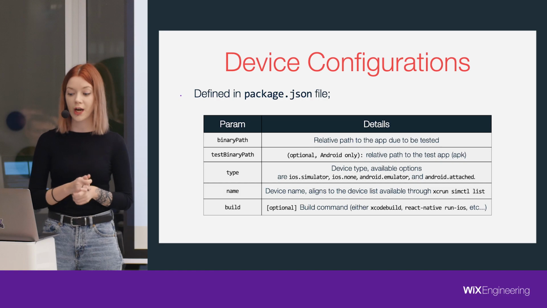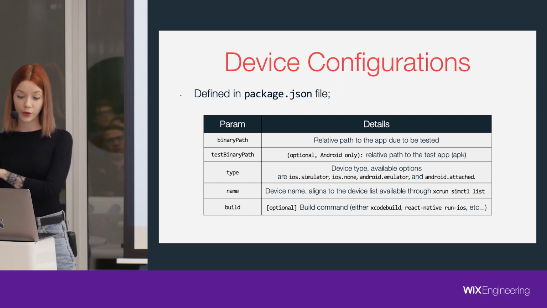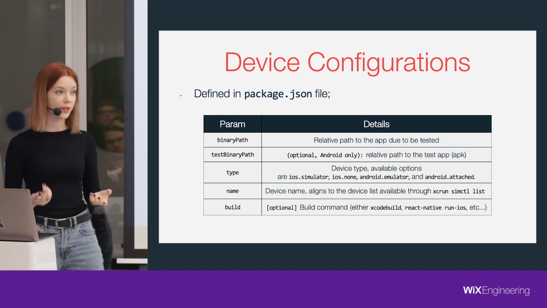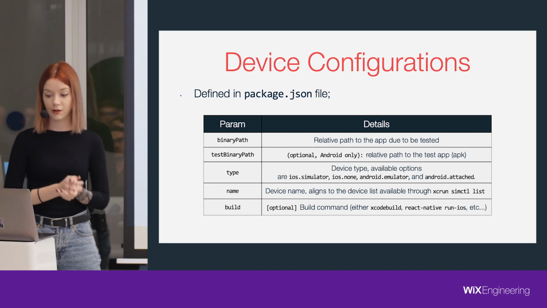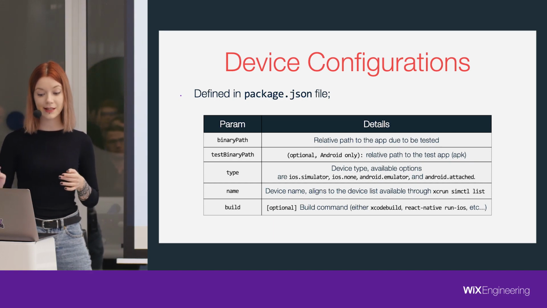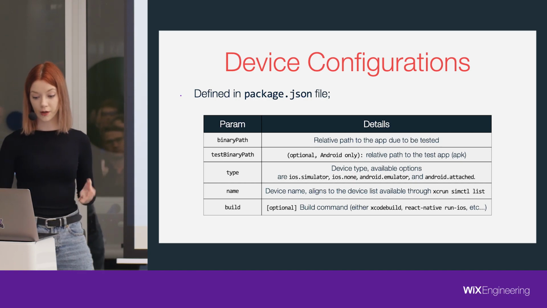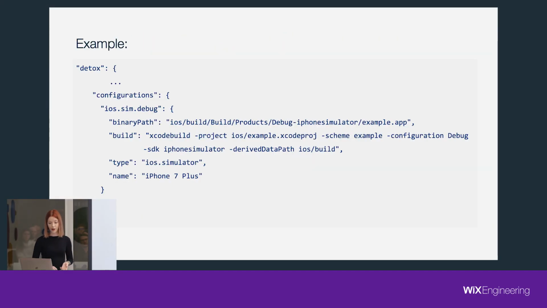Type describes the device type you are using, whether it's iOS or Android, if it's a simulator or a real device. Then the name of a device, for example, for iOS it could be iPhone 7 or iPhone 8, whatever is available in the simulator client list. And there's also a build parameter where you specify the command that the build is run with. And here you can see an example. It's all very easily declared and easy to read.